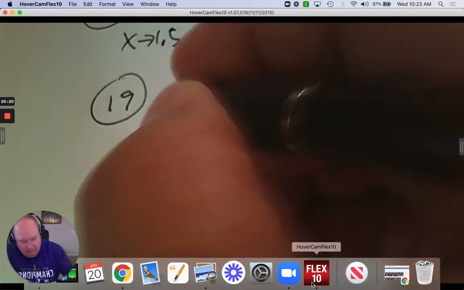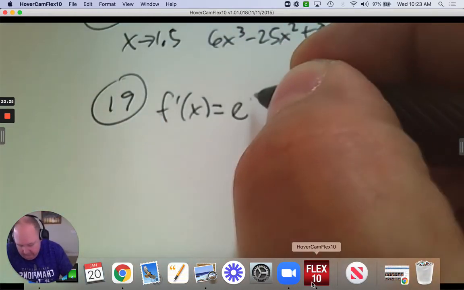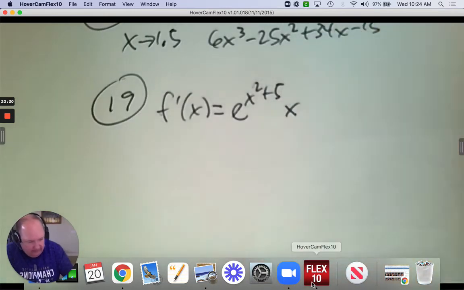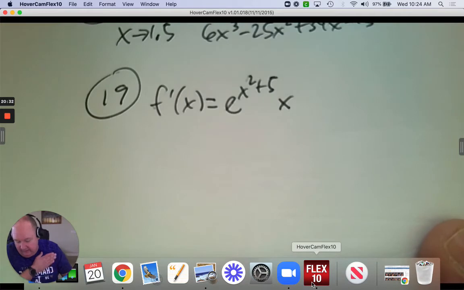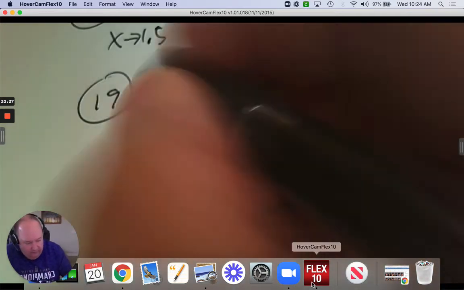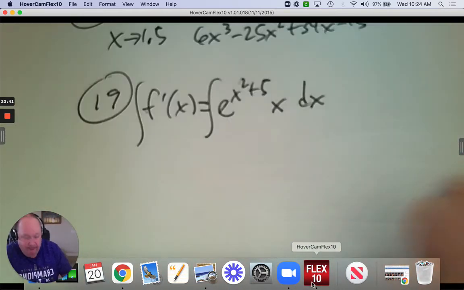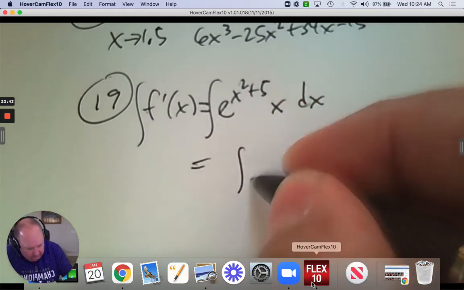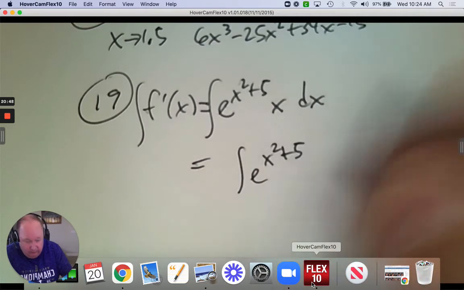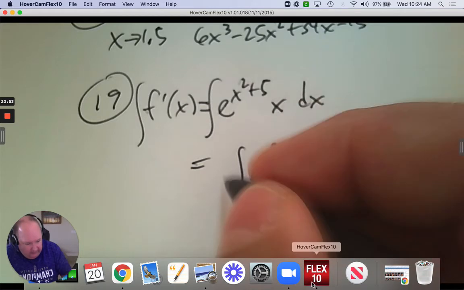19. The derivative is equal to e to the x squared plus 5 times x. And it says find the antiderivative. No calculator for number 19. So how would I do that? So first of all, I need to set this up correctly. So e to the x squared plus 5, the derivative of the exponent is 2x. So it was 1x, now it's 2x, so I need a 1/2.